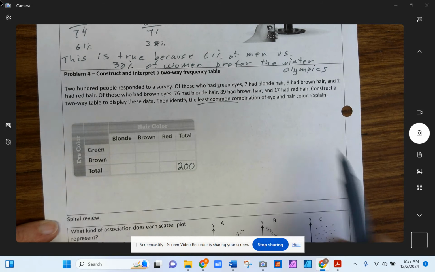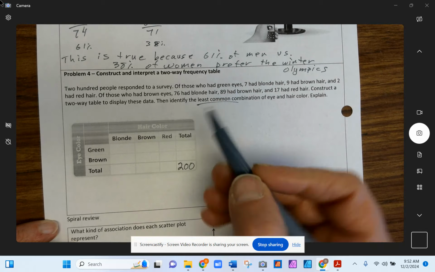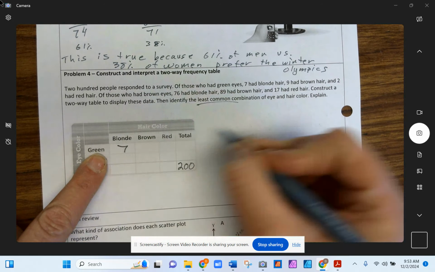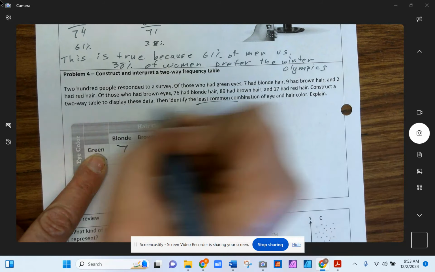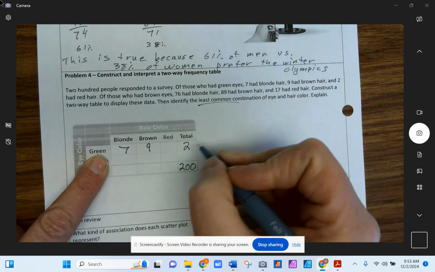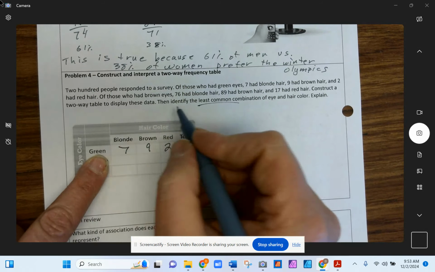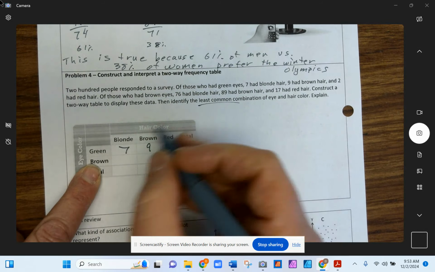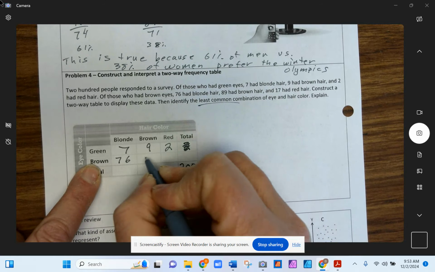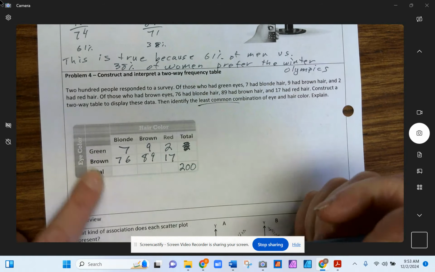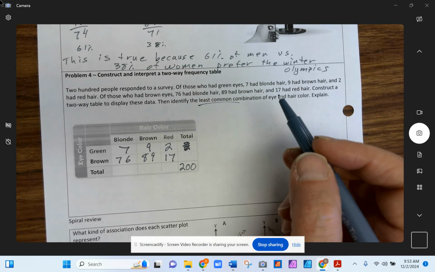Of those who had green eyes, so we'll say green eyes, right? 7 had blonde hair, 9 had brown hair, and 2 had red hair. Oops, my bad, 2 had red hair, right? We don't want to put that in the total. Of those who had brown eyes, 76 had blonde hair, 89 had brown hair, and 17 had red hair. Construct a frequency table, then talk about the least common combination.